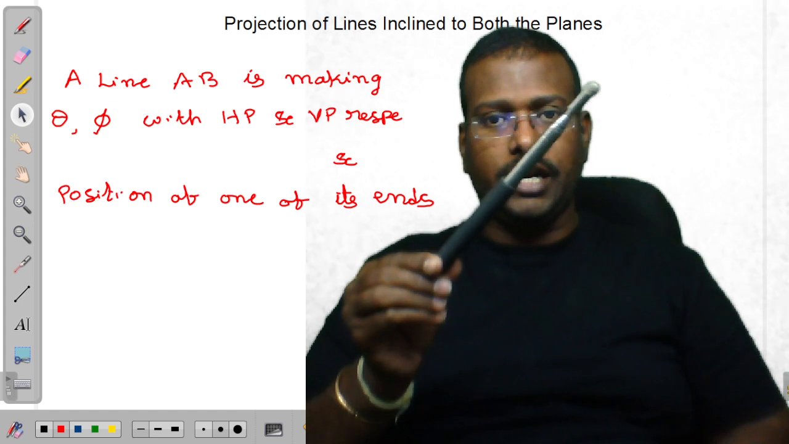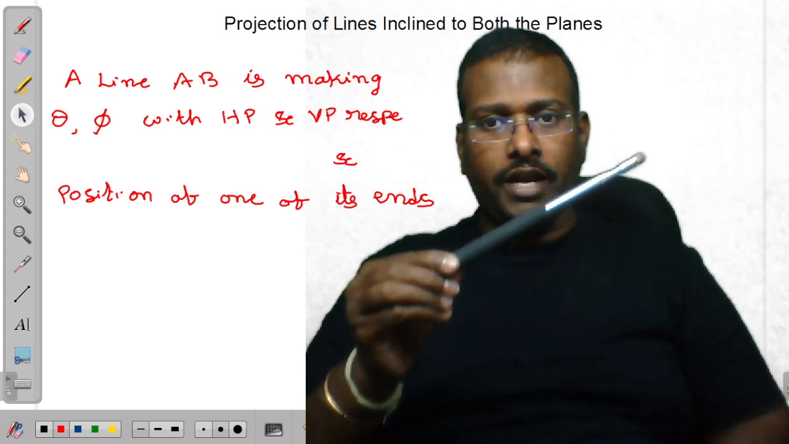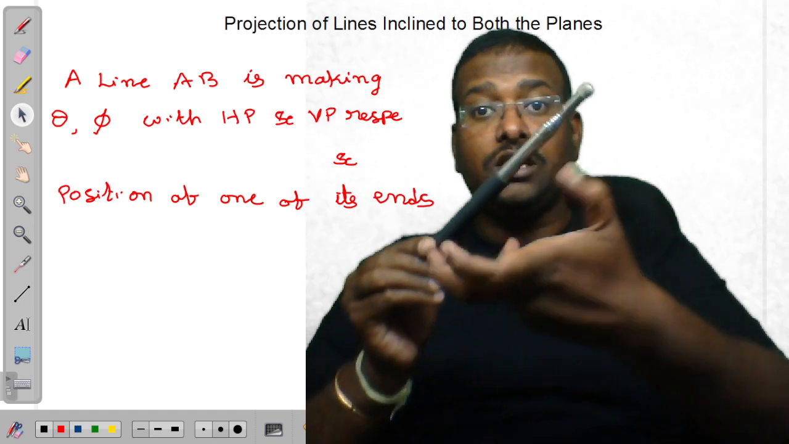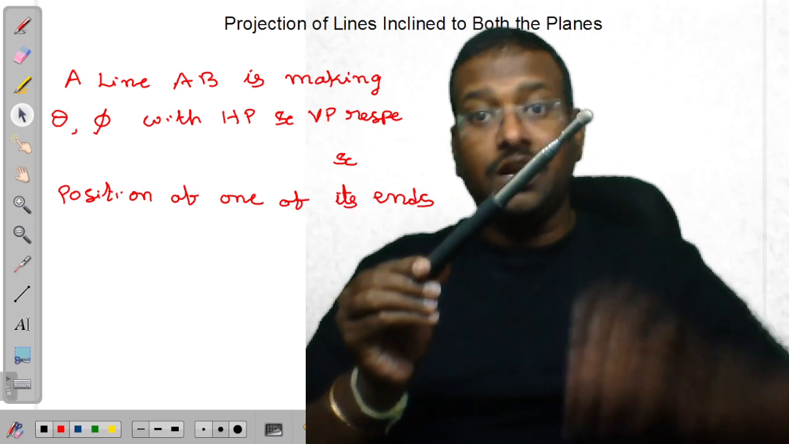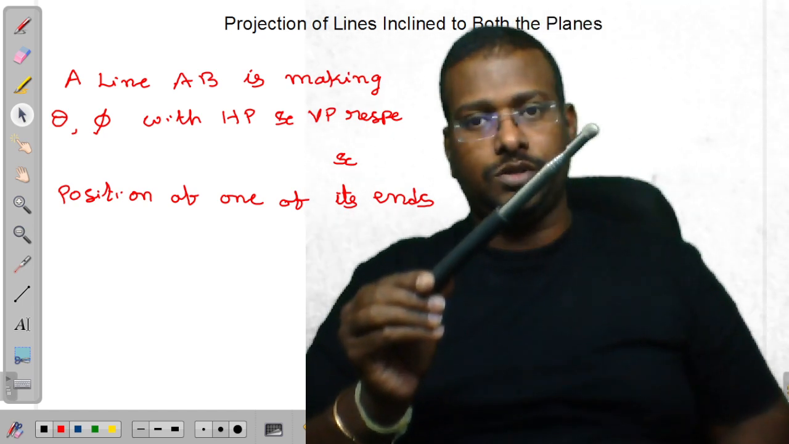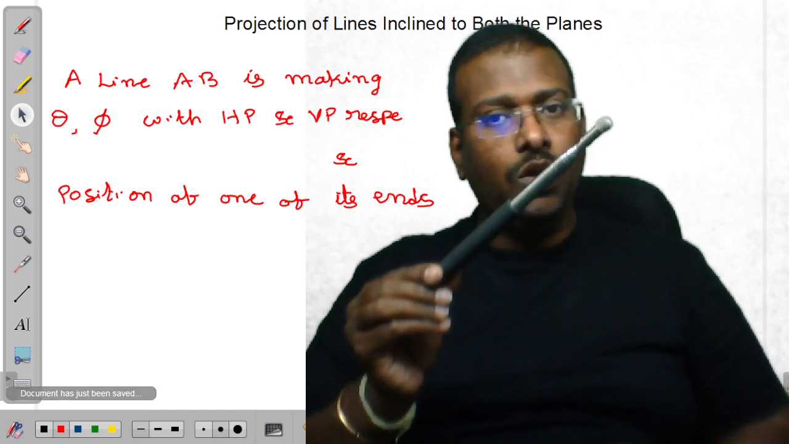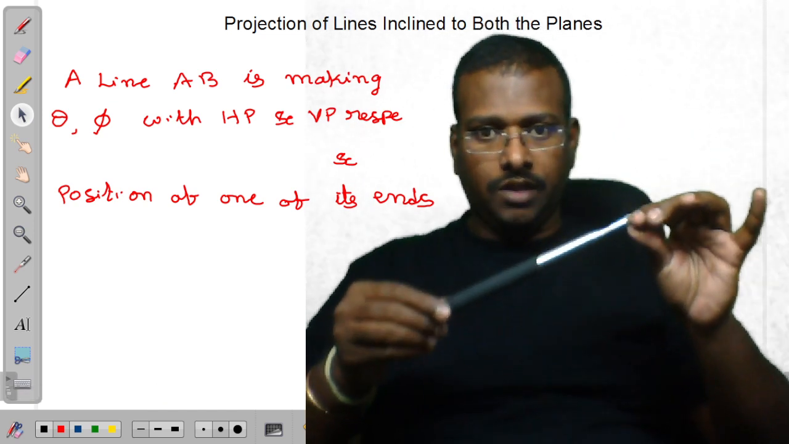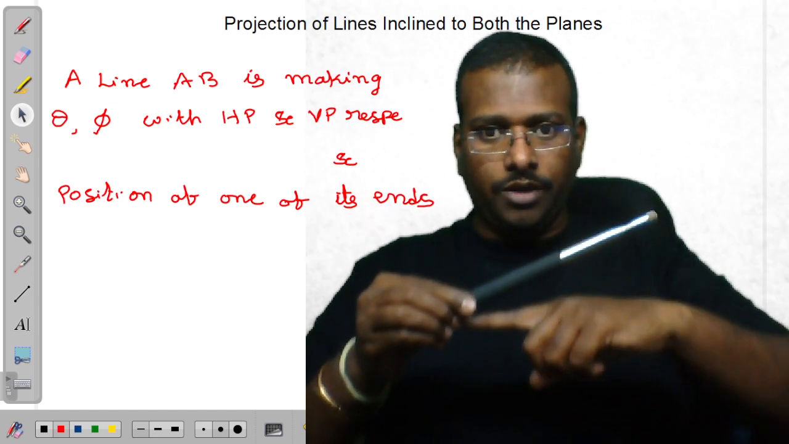Once it is rotated with respect to VP, why VP? These two ends are not equidistant from VP. So in the front view it is reduced. In the top view also it is reduced. And in the front view we won't get theta. Why, sir? For your clarity I will show. So here it is theta, you are going to get it.